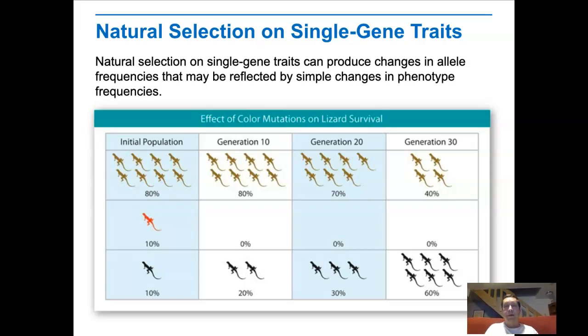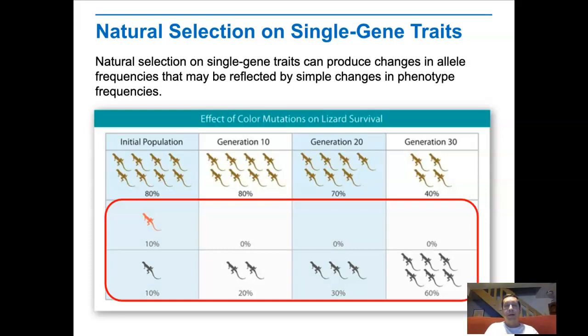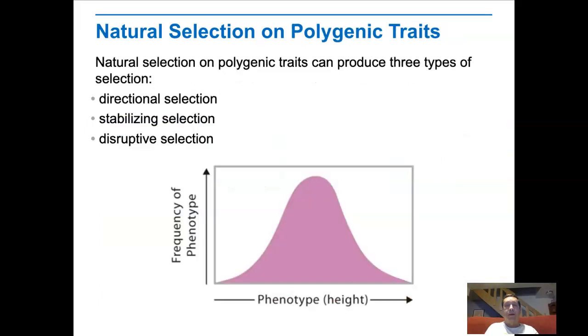You can see this in our lizard population here. Initially, we have mostly green lizards with a few red and black ones. A volcano erupts in their habitat. We've got lots of this black lava, so the population shifts over time, and you go from mostly green to more black than green within 30 generations.